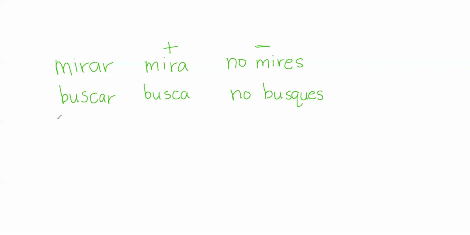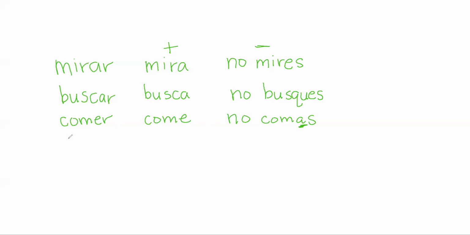Let's do an ER verb here. Comer, going back to our earlier example, but come, third person singular form. When we go to the negative, no comas. The opposite ending is an A because it's an ER verb. Okay, now let's do a couple of those irregular ones.